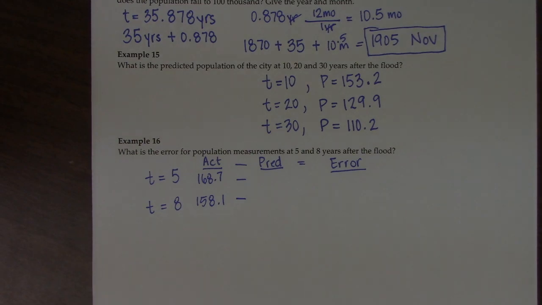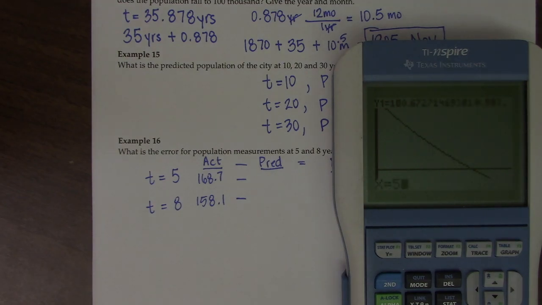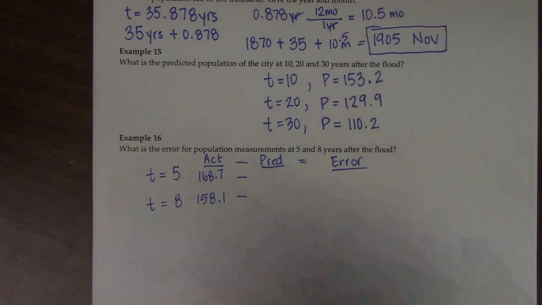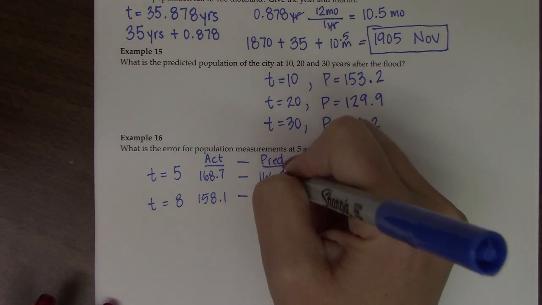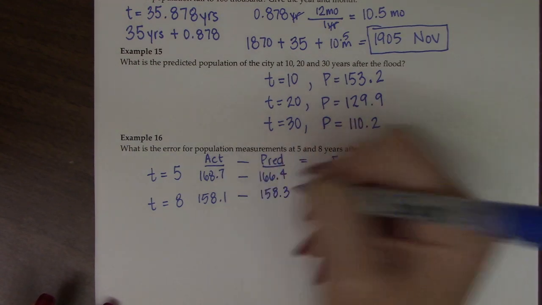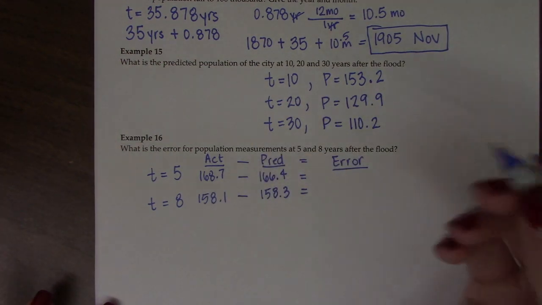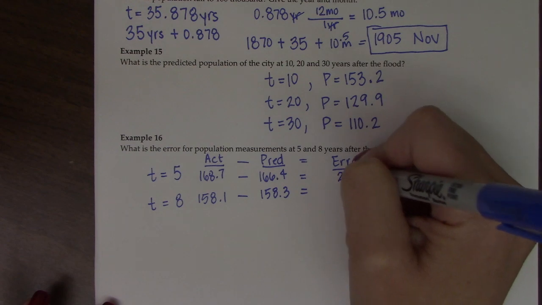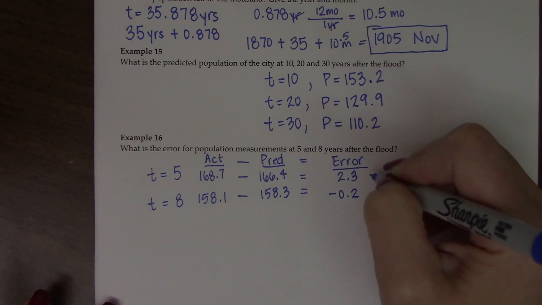To get the predicted values, we're going to go back to our calculator, and I'm going to type in 5, and it gives me 166.4. If I type in 8, it gives me 158.3. So now I just subtract these numbers. We'll just type them into our calculator. Here the error is plus 2.3, and here the error is negative 0.2.